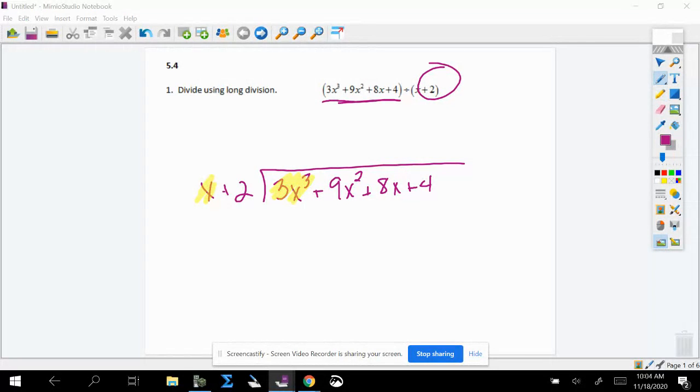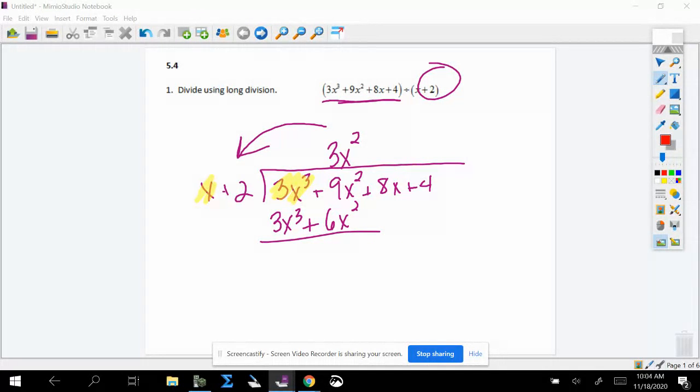And kind of work our way through that process. So we have to multiply x by 3x squared to get a 3x cubed. So you're going to put that in the x squared column. You're going to multiply this way. So you're going to kind of think of multiplying diagonally. So 3x squared times x is 3x cubed. 3x squared times 2 is 6x squared. And then you're going to subtract.